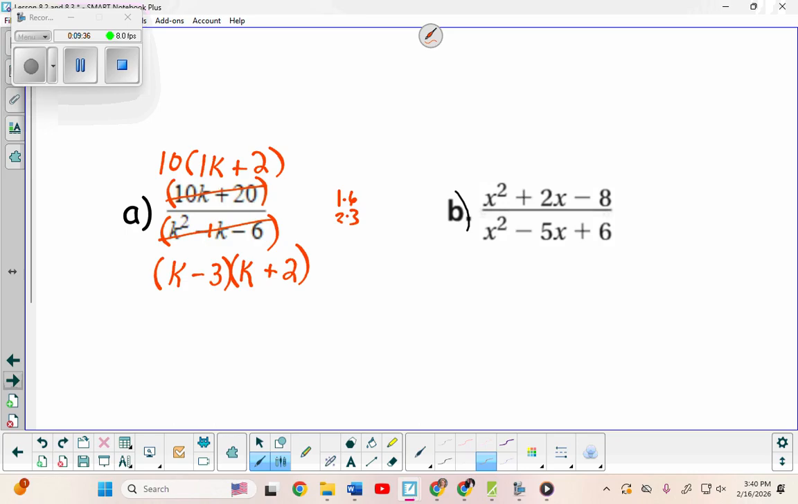And now we have a k plus 2, or 1k plus 2, and a 1k plus 2, so those cancel. Then you write down what's in the numerator, a 10, and what's in the denominator, k minus 3. I'm struggling with that word today. And that's your final answer.